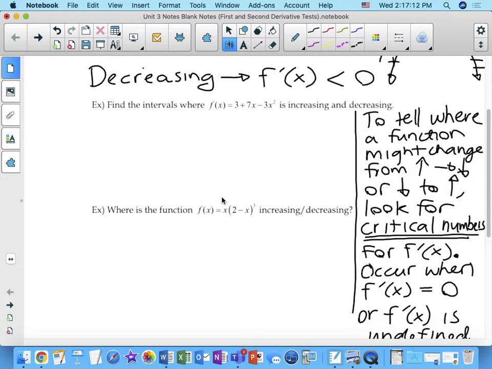So what we're going to do is find the derivative. f prime of x in this case is going to be 7 minus 6x.